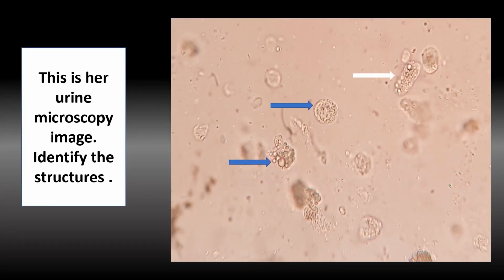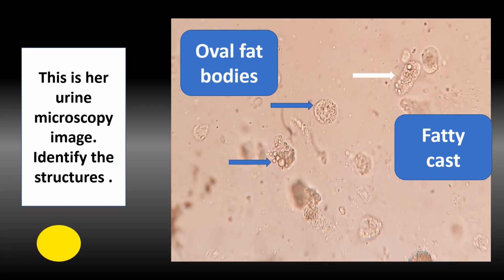A routine microscopy of urine was also ordered for Amy. This is the microscopy image. Now this is a wet mount, unstained obviously. Can you identify the structures? So there are oval fat bodies and fatty casts.